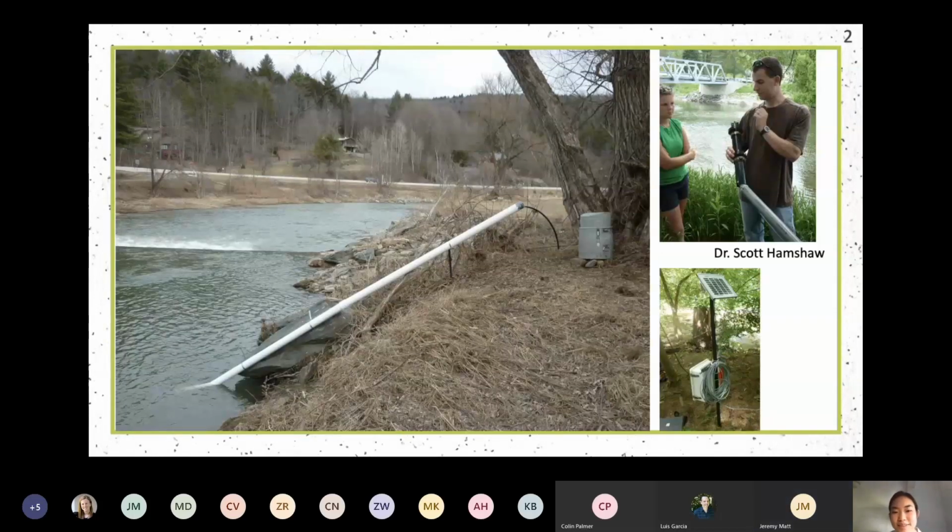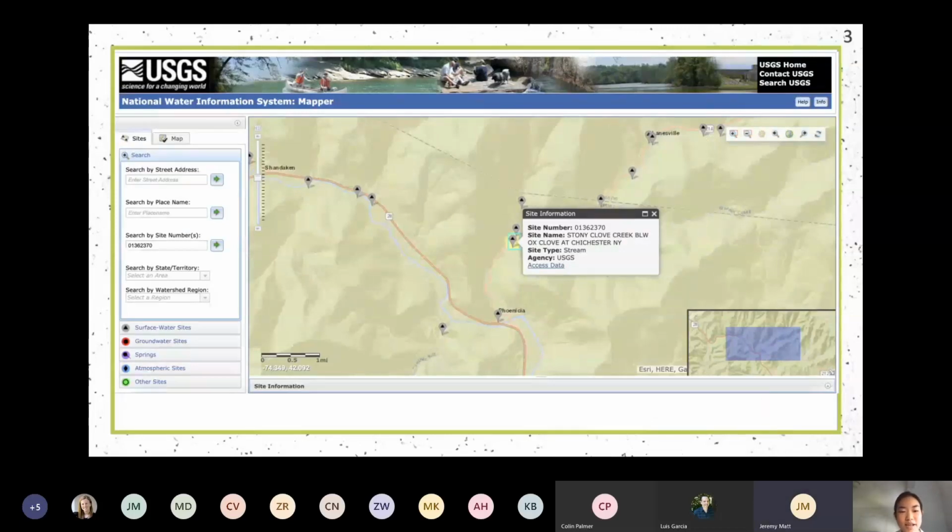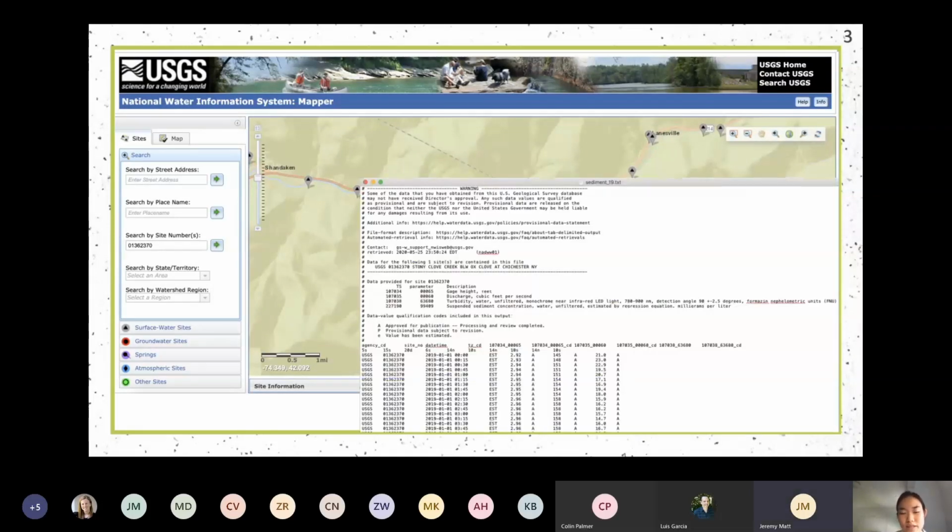So this is how a turbidity sensor looks like. Since 2011, the U.S. Geological Survey has implemented a turbidity sensor network throughout the streams and rivers across the United States. Due to COVID, I cannot visit one of those sites, but fortunately I can still have access to all of the data via the USGS National Water Information System, and I can download the data in a text file to my computer.